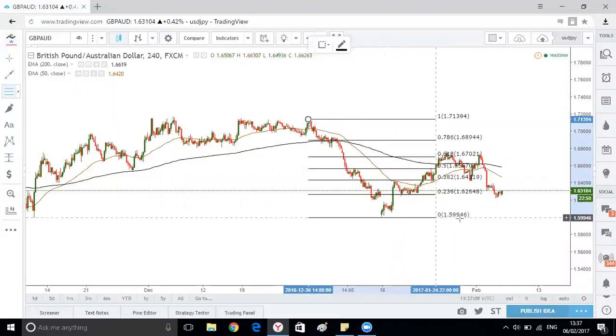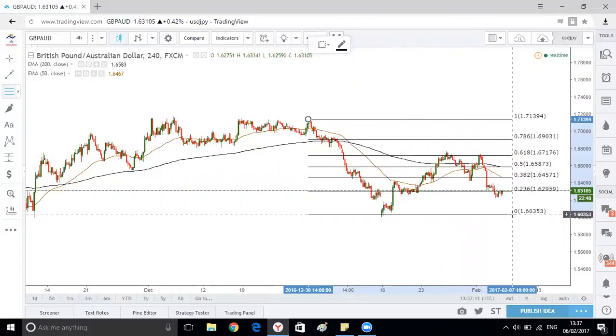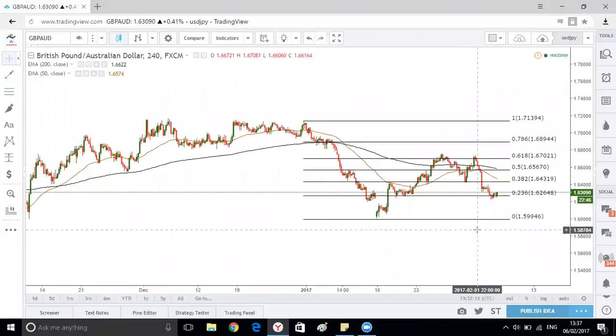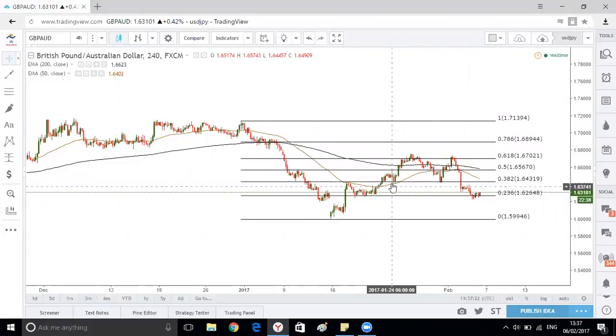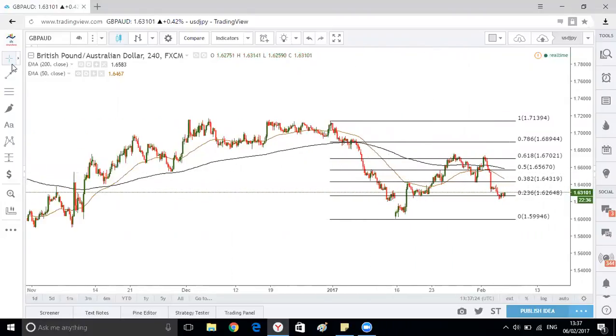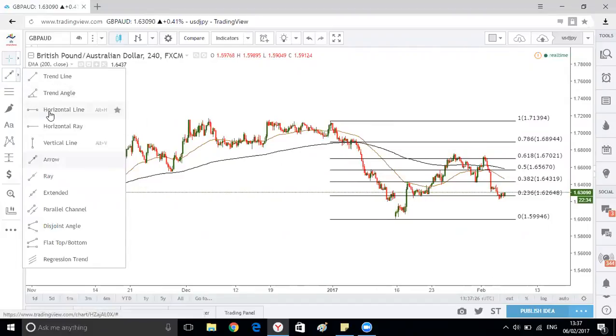Now this is the trade I was. This is the first trade. The GBP AUD was one of our first trades given in our first webinar, and this is where we went long. I've mentioned why we went long, but I'm just going to show you again for the new people.